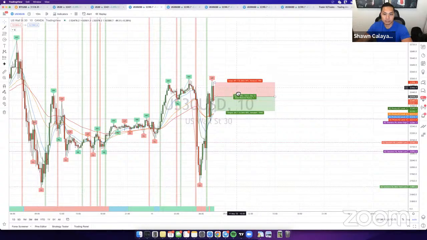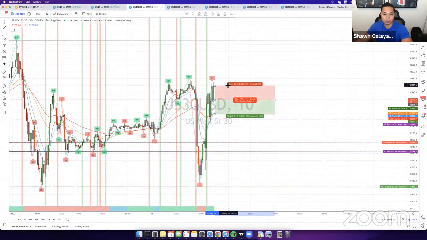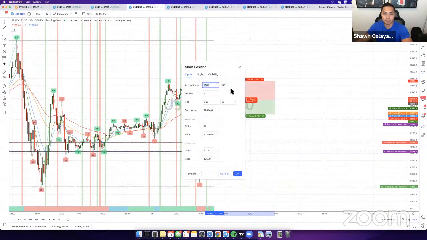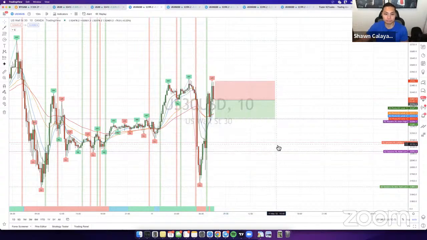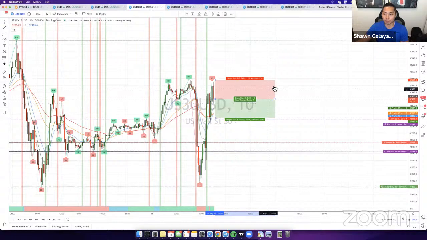Back to this entry over here on the 10-minute, I wouldn't take this trade either for the same exact reason. The fundamentals are not aligned. So until they align, I probably wouldn't take that trade.